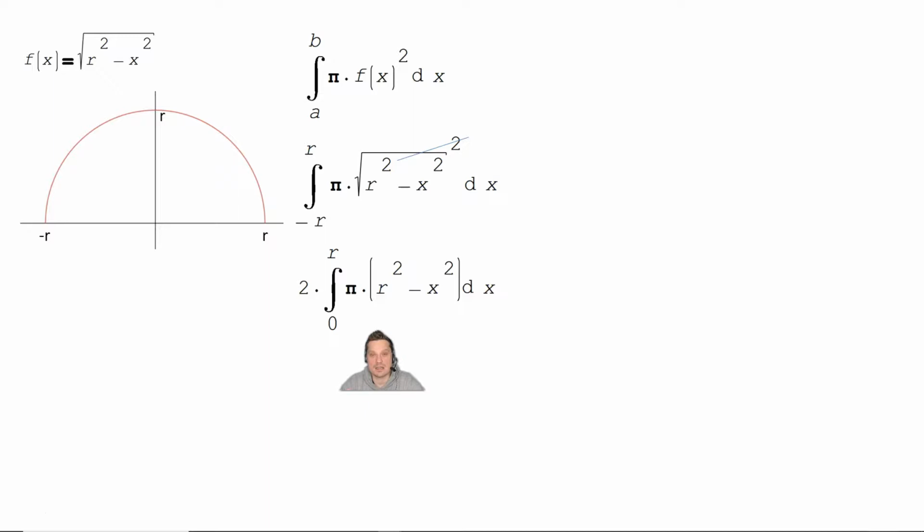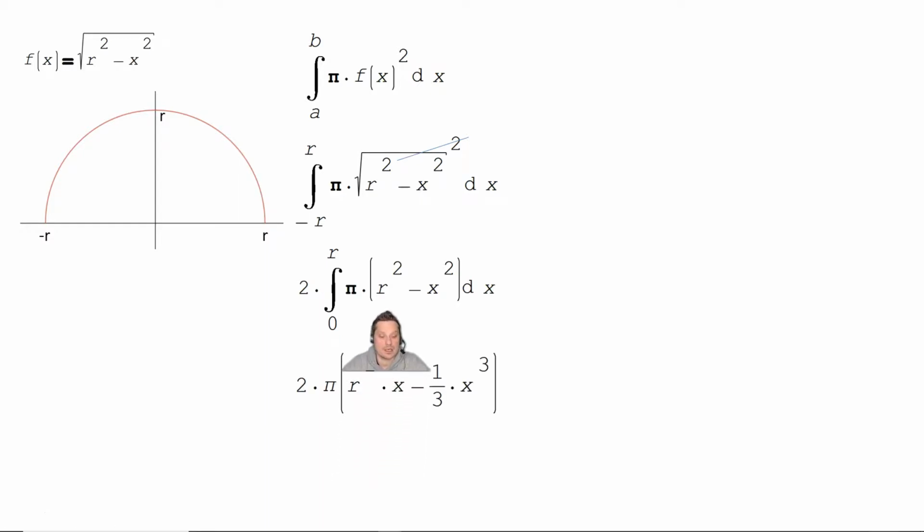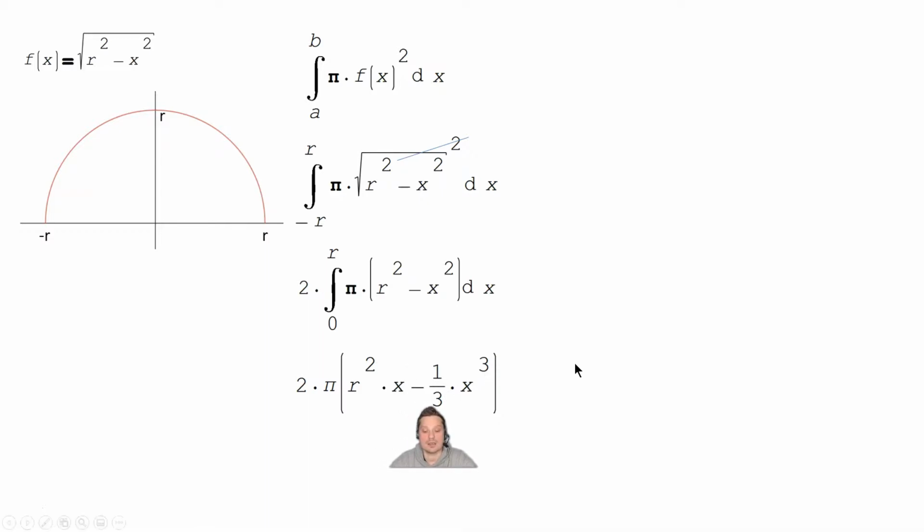And notice that the pi is a constant, so if you like, you can just place it outside together with the 2. So I'm going to proceed as follows. I will type 2 pi on the outside. Now when you integrate r squared, it's going to give you r squared times x. And when you integrate x squared, it's going to give you negative 1/3 x cubed. And then you're going to stick in the limits of integration. Well, those look like this. You're going to have an r up top and a 0 down below. Now you just have to plug them in and simplify everything.